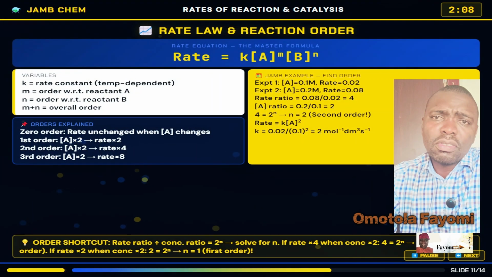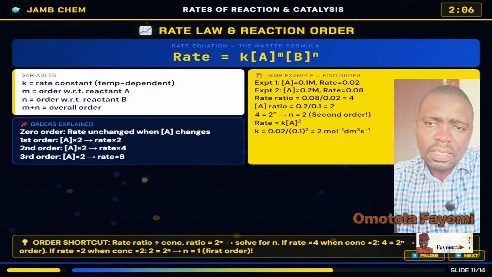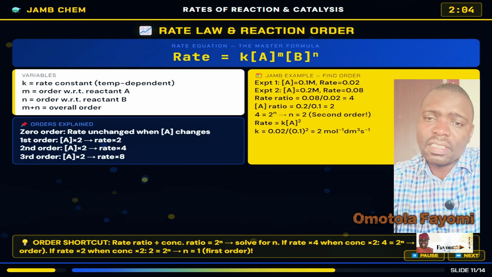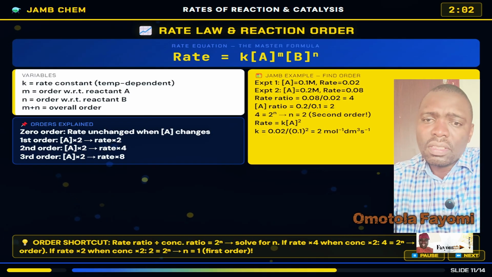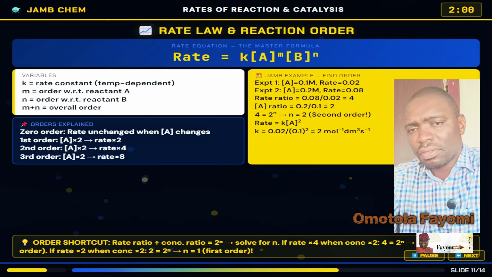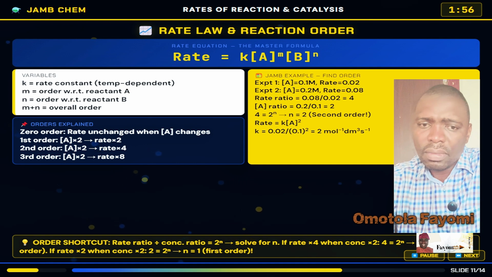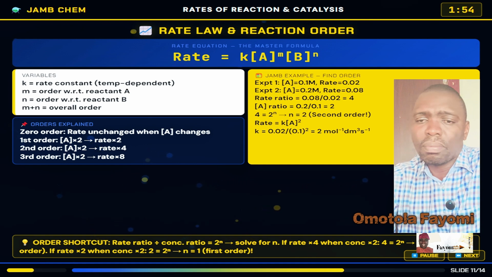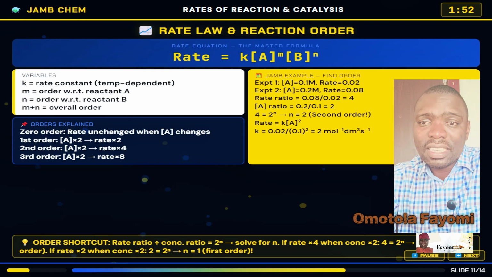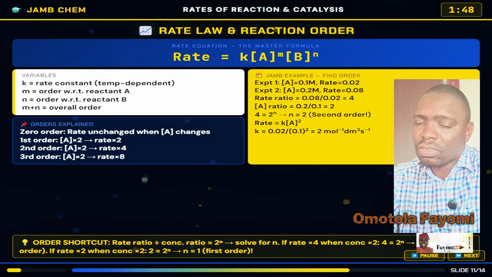Now, the most mathematical part of this topic, and JAMB absolutely loves testing this with numbers. The rate law or rate equation is rate equals k times the concentration of A to the power of m times B to the power of n. k is the rate constant. It only changes with temperature, not with concentration.